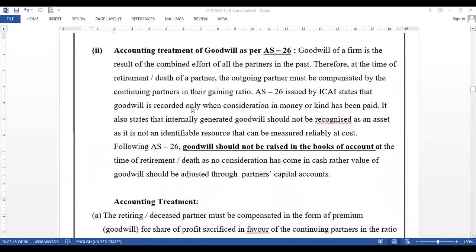Regarding Goodwill, this is again AS 26, Accounting Standard 26, which clearly says that Goodwill will be recognized or recorded in the books only when we have paid something for it in money or money's worth. Goodwill, if it has been raised by the existing partners, so that is self-generated Goodwill, we all know this. So that has to be written off amongst all partners in their old ratio, correct?